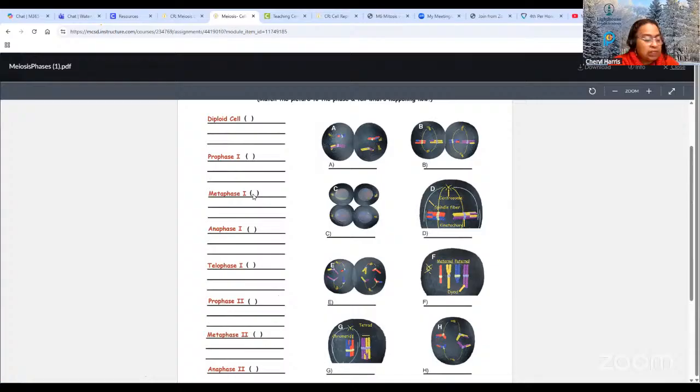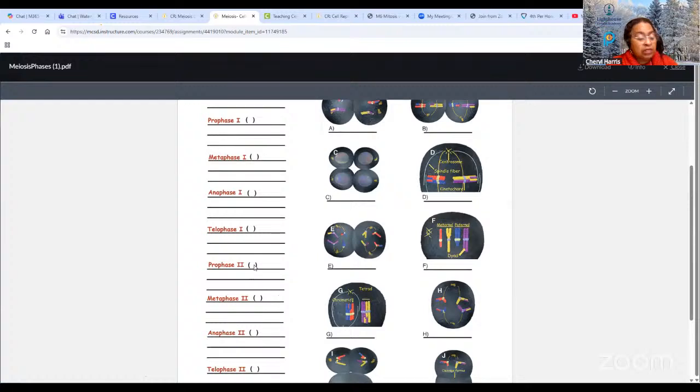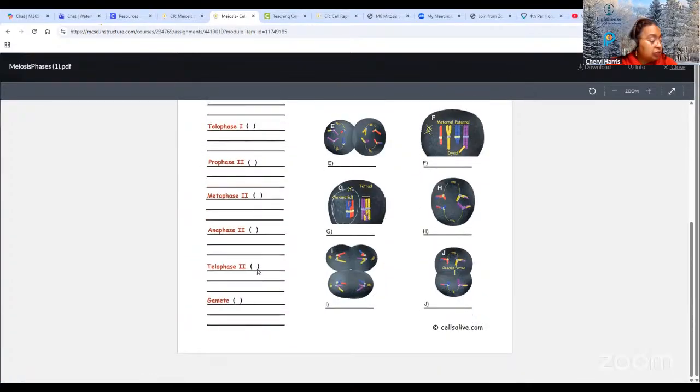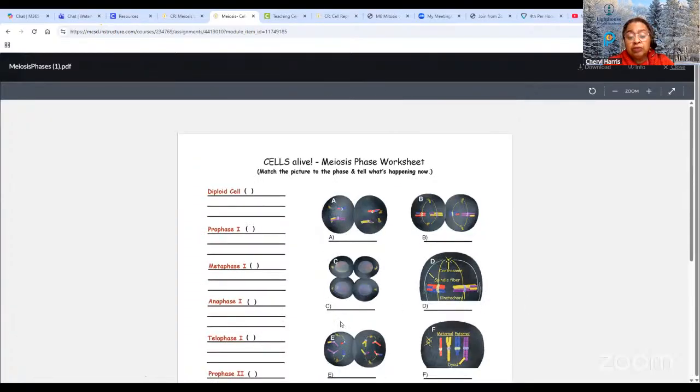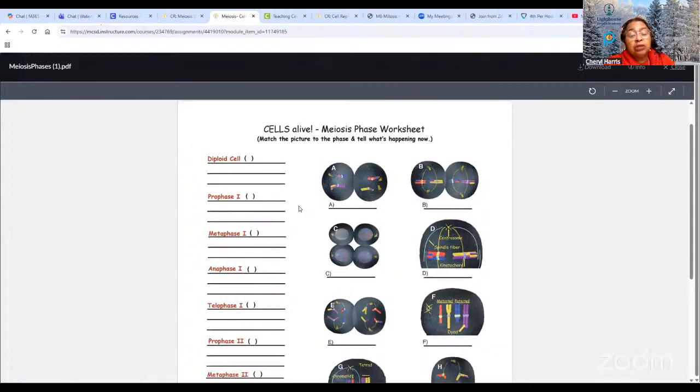Metaphase is D. Anaphase is H, and I'm going through this quickly because the bell's about to ring. I say bell ring, the time is about to be up. Telophase is J. Prophase is A. And this is where y'all started to get them wrong. Metaphase 2 is B. Anaphase 2 is E. Telophase 2 is I, and the gametes are C. I think most of you realize that these 4 cells were the gametes. So that one, most of you always got right. But all the ones in between that you had trouble with.